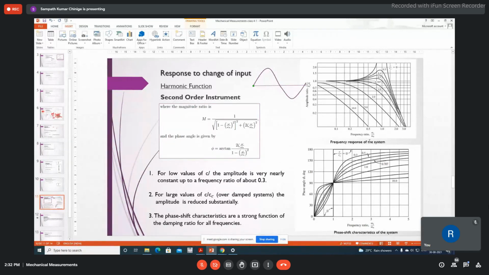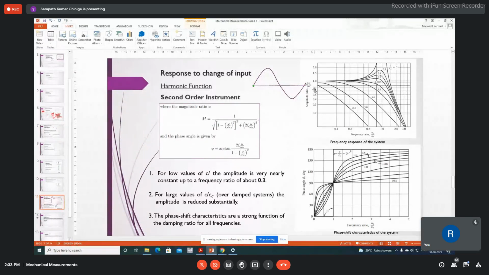Up to what? My frequencies are a frequency ratio. What is this frequency? Frequency with respect to its natural frequency. This ratio is up to 0.3. If it is within this range, and my damping coefficient is underdamped up to 0.3, then I am pretty sure that my amplitude will not vary.